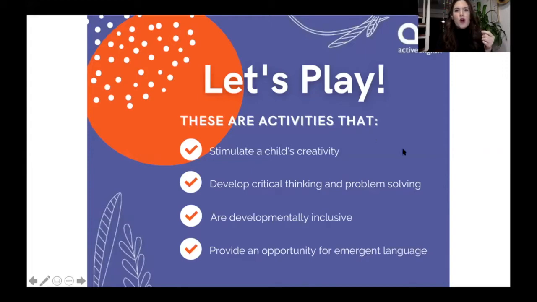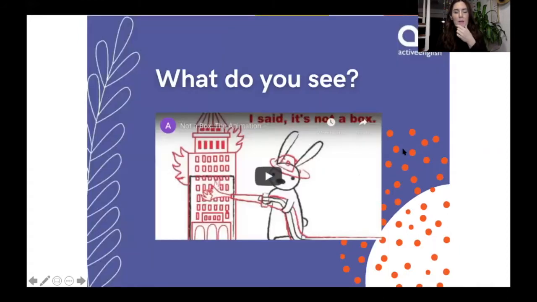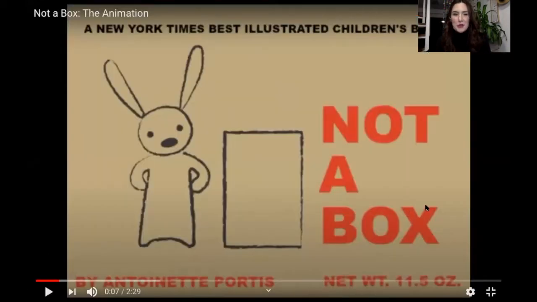So if you've got your materials, you're ready to go, let's start off by watching a video. We're going to watch an animation based on a beautiful story called Not a Box. And look at this lovely little character we've already been introduced to. It's a little rabbit. What do you think his name is?